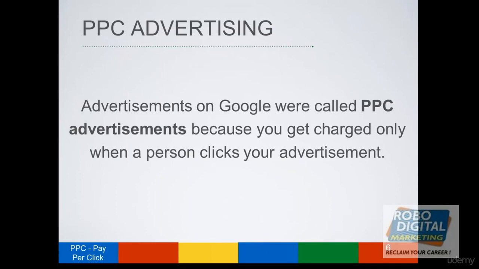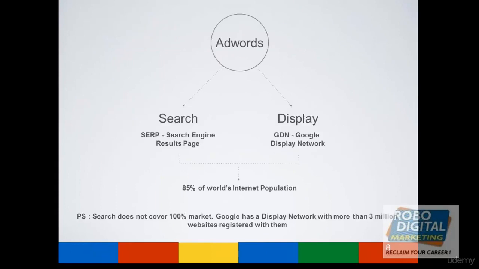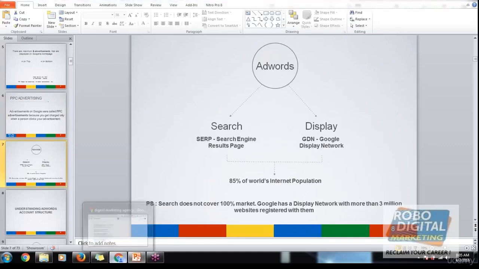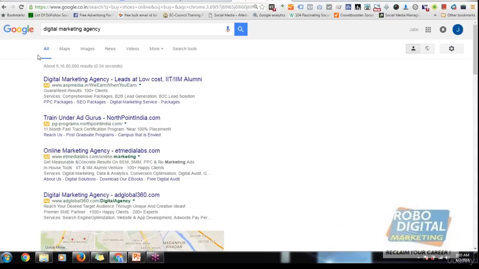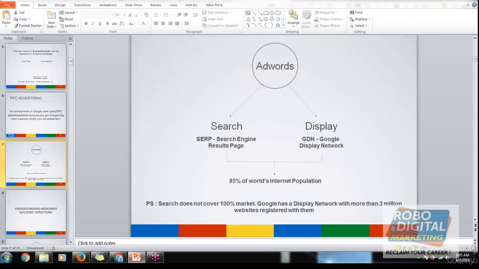But when Google came up, Google changed all the principles and gave a new principle, that is pay per click. You will be charged when somebody clicks on your ad. Otherwise, you will not be charged. Okay. Under Google AdWords, you have various networks, but the major networks are search and display. Under search, you have search engine result pages, the page which you see after the search. This is known as SERP or search engine result page.